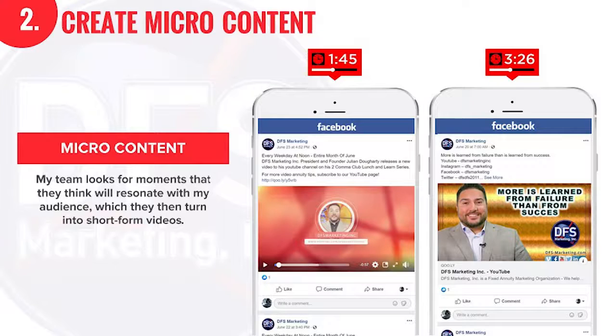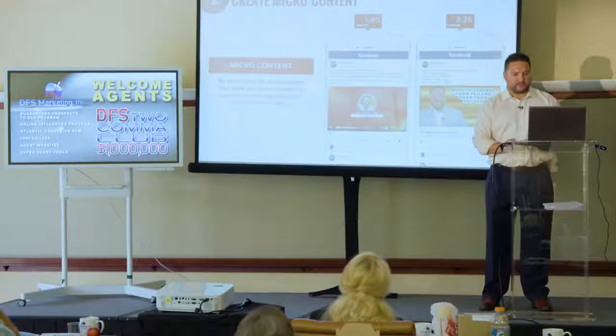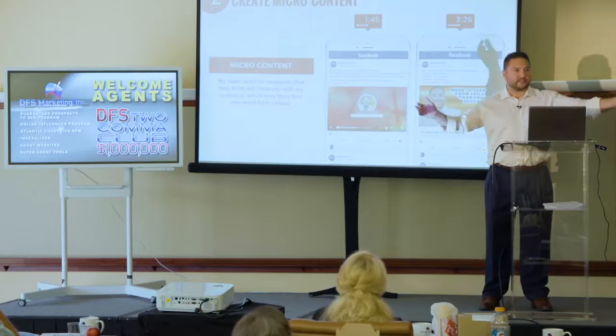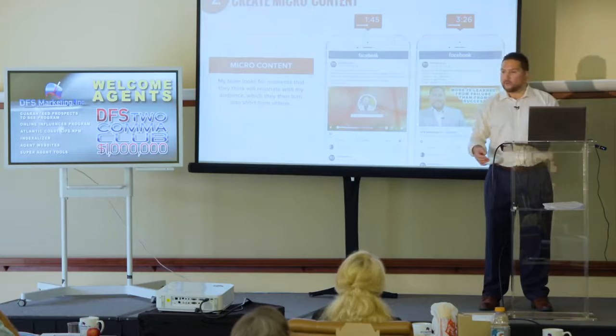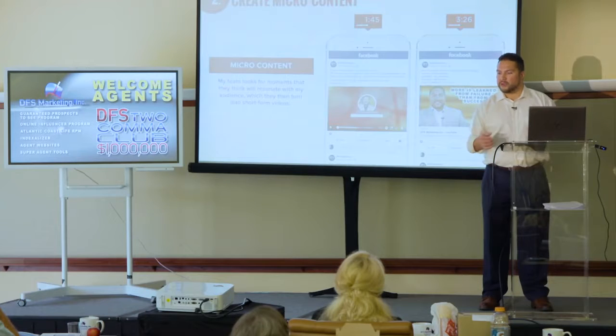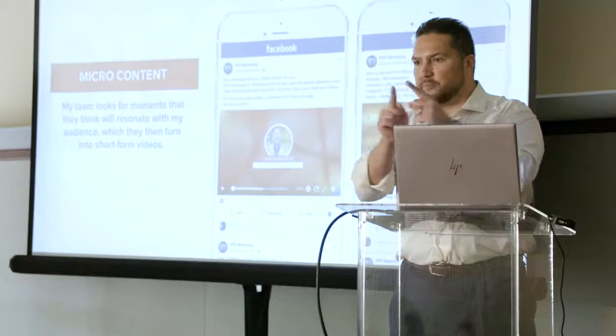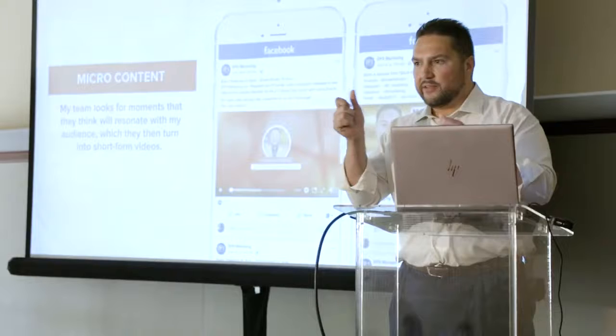The micro content, what my team does, or you can, looks at for moments that they think will resonate with my audience, which they turn into short form videos. So, for example, we take a long video like this one, and we cut it into a minute and 45-second video. We post it to Facebook, or we post the 3-minute version of it to Facebook. And you can all do it on your own phone by the trim. You can just trim it yourself and then post.